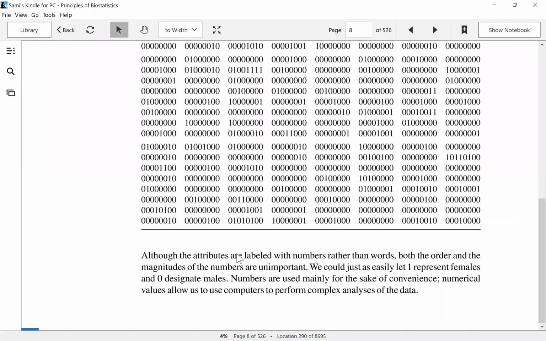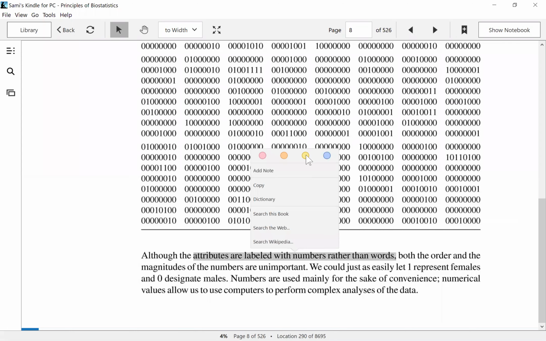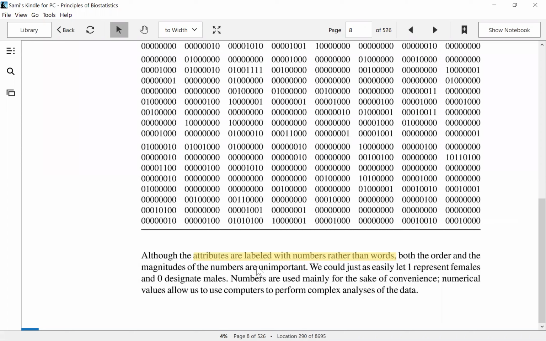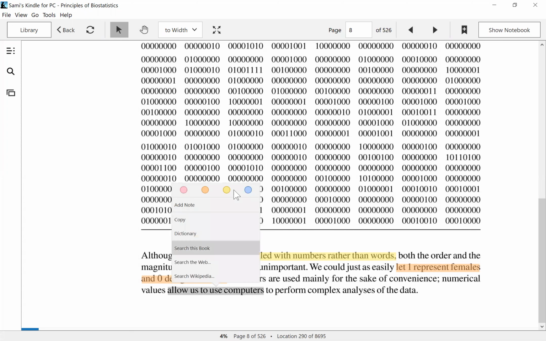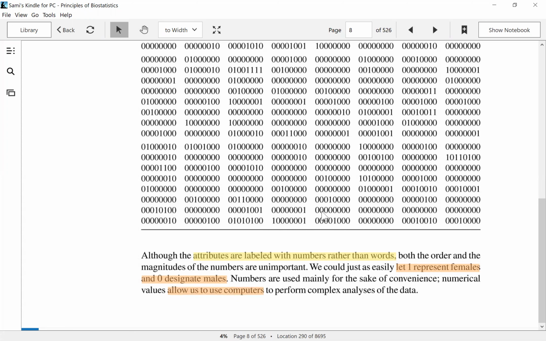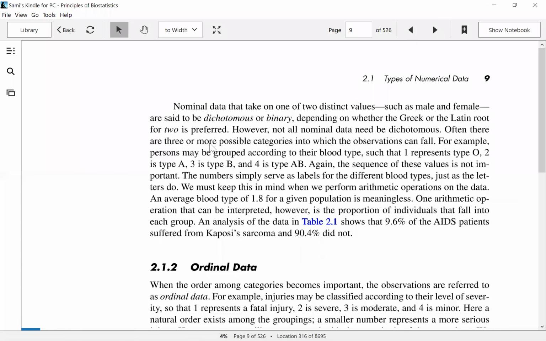Although these attributes are labeled with numbers rather than words, both the order and magnitude of these numbers are unimportant. We could just as easily let one represent females and zero designate males. Numbers are used mainly for the sake of convenience. Numerical values allow us to use computers to perform complex analyses of the data. Nominal data that can take on one of two distinct values, such as male and female, are said to be dichotomous or binary, depending on whether the Greek or Latin root for two is preferred.